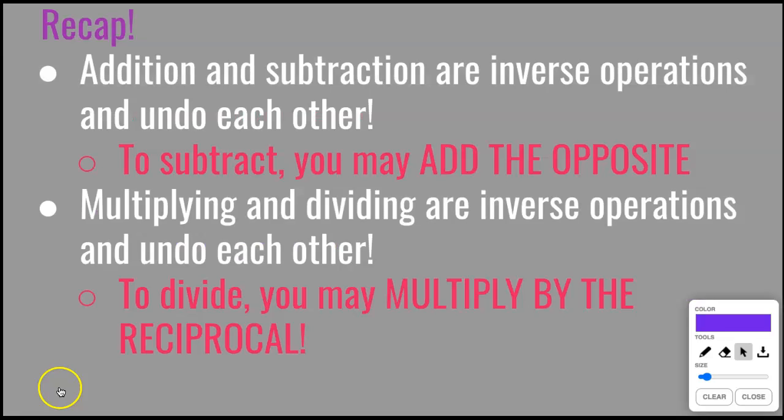So to recap, addition and subtraction are inverse operations and they undo each other. So if you want to subtract, you could instead add the opposite. Multiplying and dividing are inverse operations, and they undo each other. So instead of dividing, if you want to, you could multiply by the reciprocal.